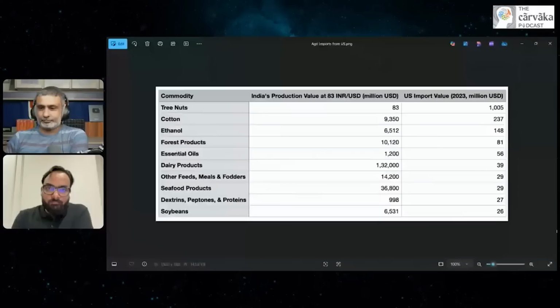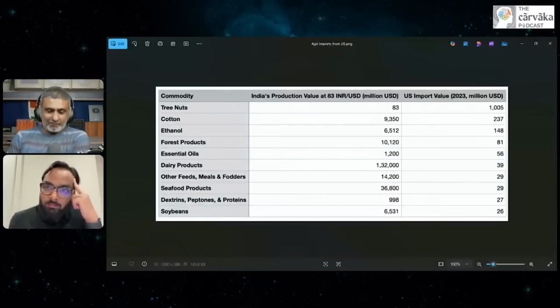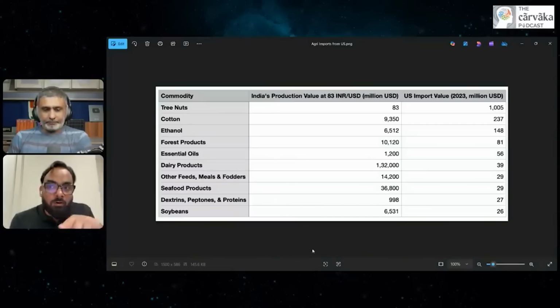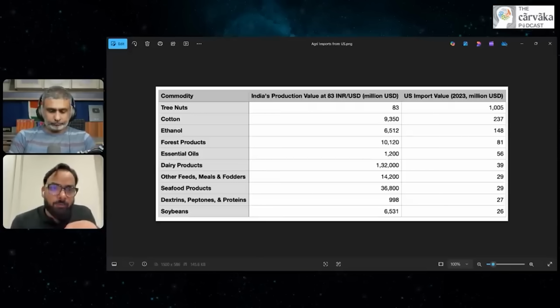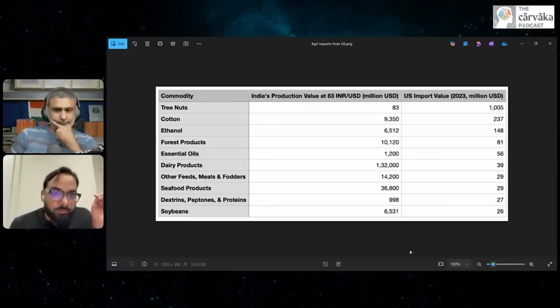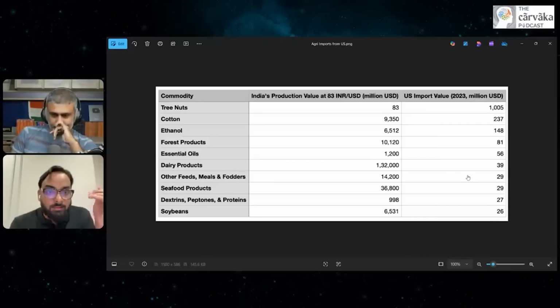Now you compare for dry fruits, a billion is the US import value in 2023. What is the cultivation output? 83 million. Cotton, as I said, it's just 237 million from the US that we import. Our production value is around 9 billion, at the 2023 exchange rate. So every sector you look at, we are either insignificant in that sector, as the example of tree nuts shows you, or we are far dominant in that sector. So people who are saying that the existing commodities will threaten our farmers are all fear mongering, all of them.